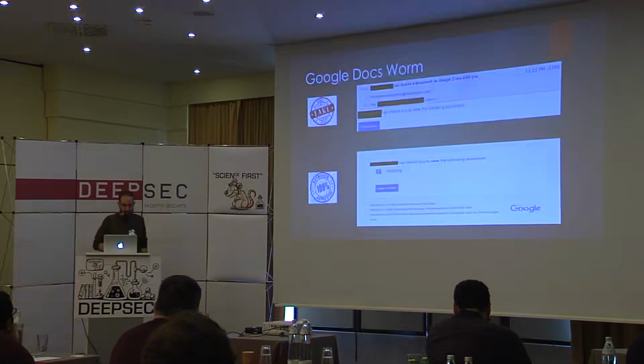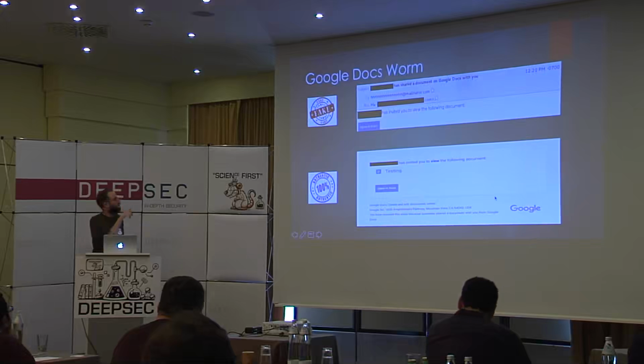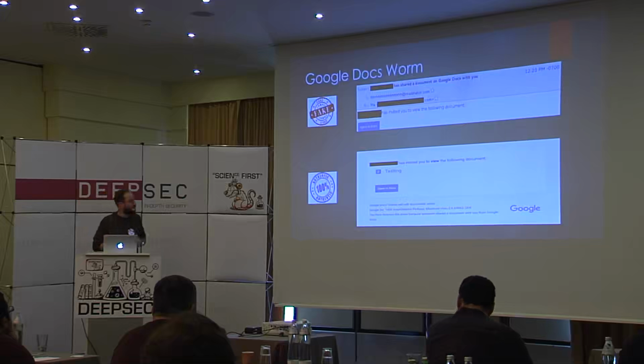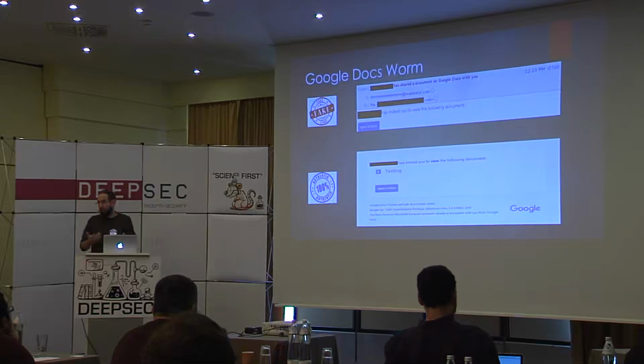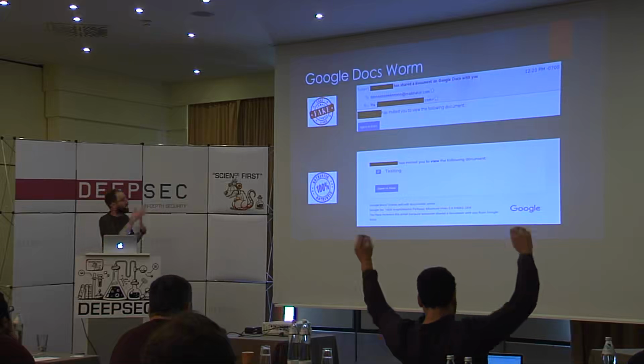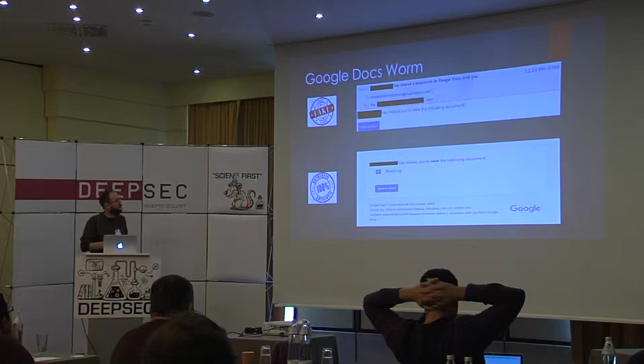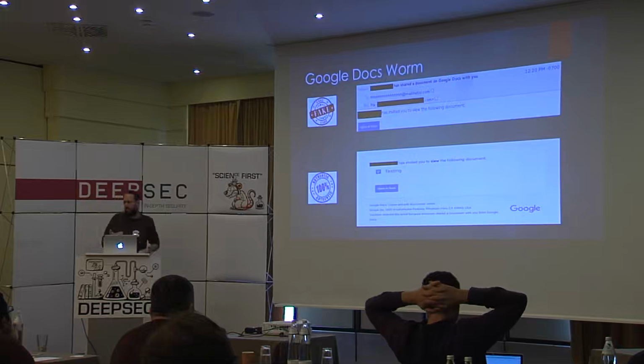So if we're talking about the Google worm, right here on top we had the fake request, which is not very sophisticated. I think they could do a better job with that. And at the bottom we can see the real Google sharing email. We can see similar content here, but they could have done a better job.